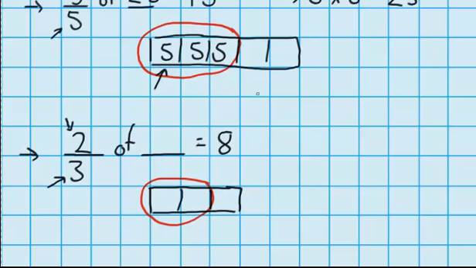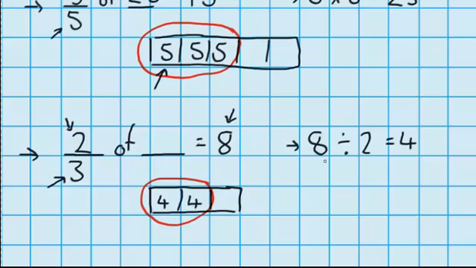Now if I look here, I can see that there are 8 candles which are shared between these 2 pieces of cake. So I'm going to write 8 divided by 2, or 8 candles shared between 2 pieces of cake. Well, I know that 8 divided by 2 is 4. So that means there are 4 candles on each piece of cake. 4 here and 4 here.